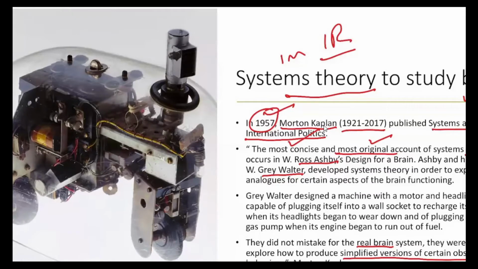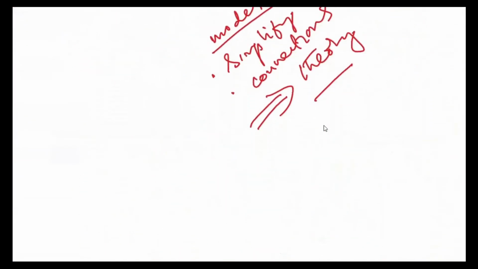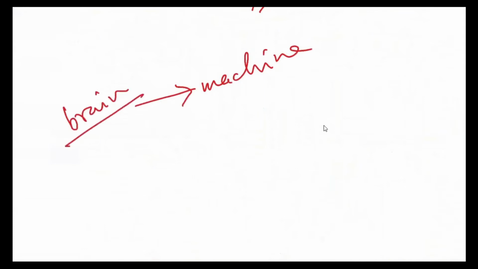So we have seen how this is working. So his idea is, if you can make the machine work, it means you have understood how the brain is working. Machine is a simplified version of the brain. So this he is calling system theory.